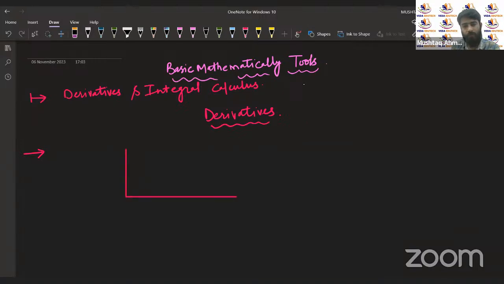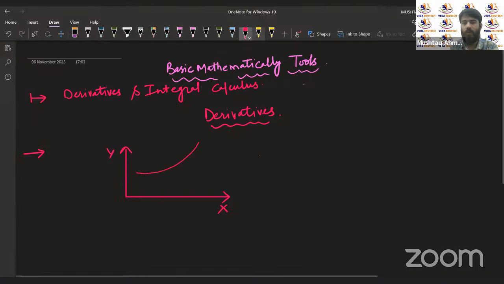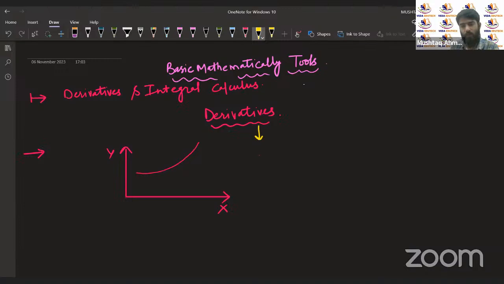Suppose that I have a Cartesian plane, and in this plane there is some curve like this. And we have to define the derivative. By derivative, we mean dy upon dx. How do we geometrically define the derivative of a function, how do we find it, and what is its geometrical meaning?